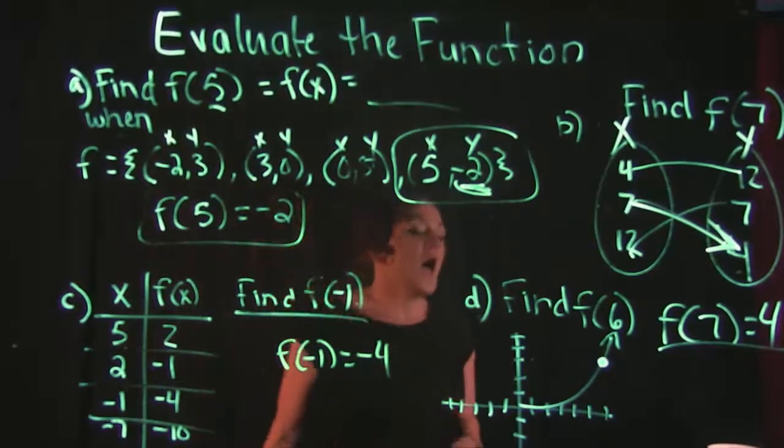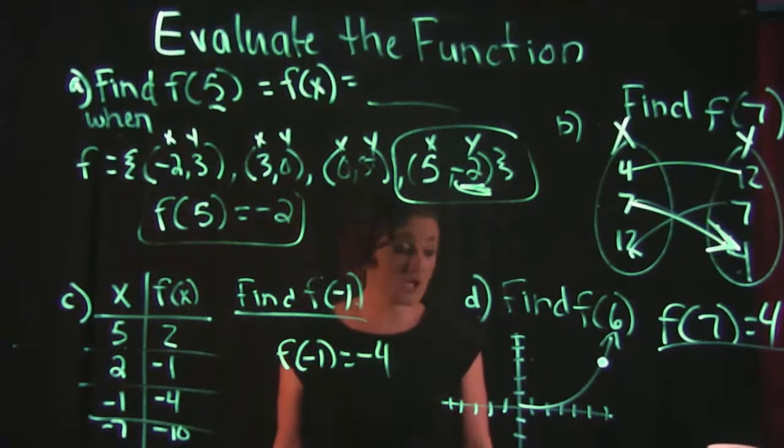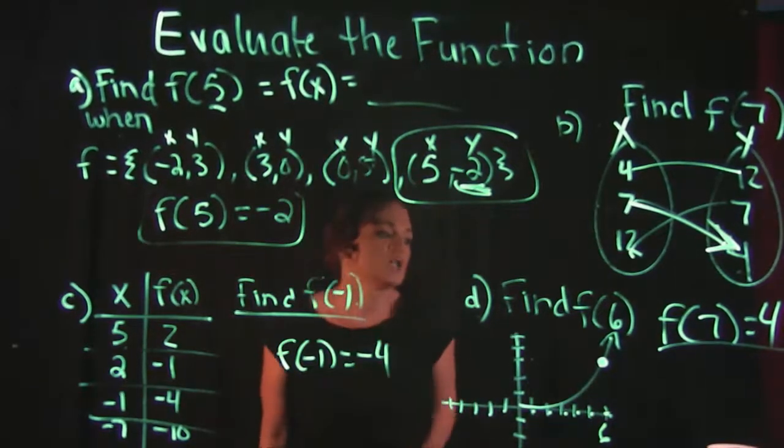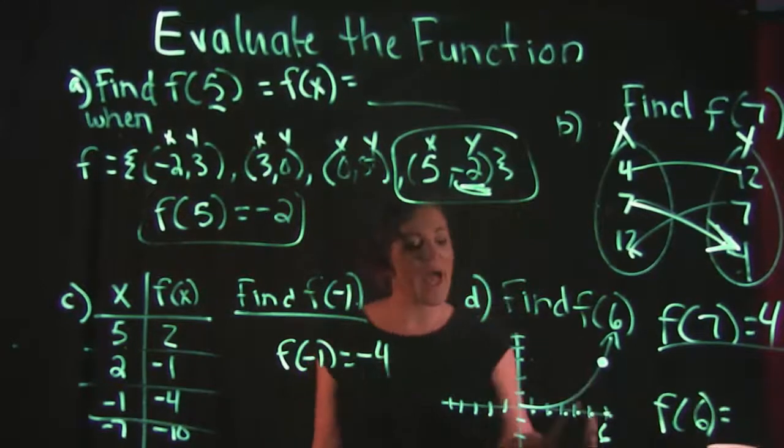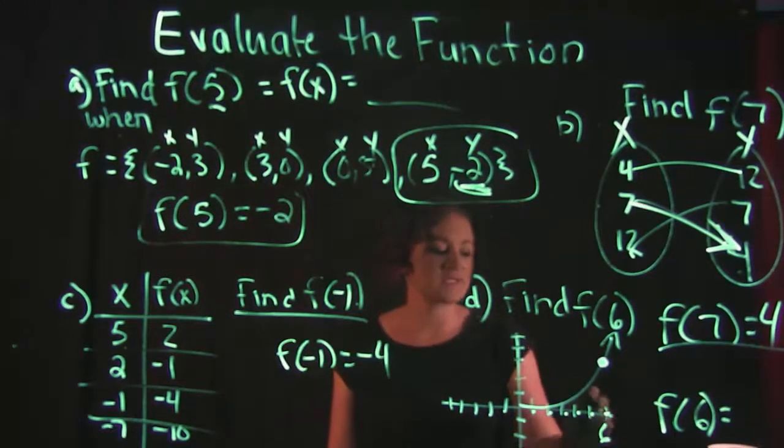We can also evaluate using a graph. If we're using a graph here, this one says to find f of 6. So you want to go to 6 on your x-axis. My x-axis goes left and right. A positive 6 is right over here: 1, 2, 3, 4, 5, 6. So we're looking for f of 6 is equal to what? What is the y value here when x is 6?